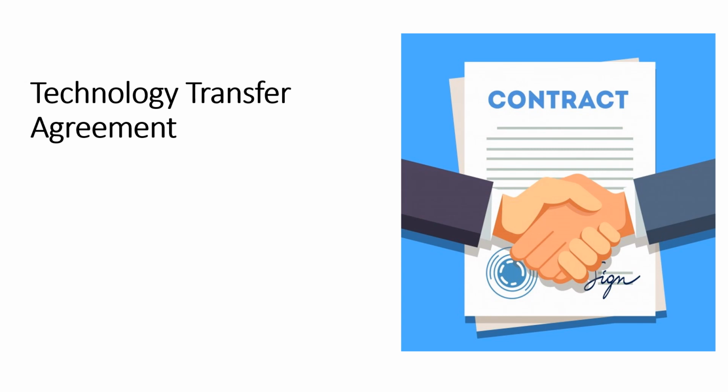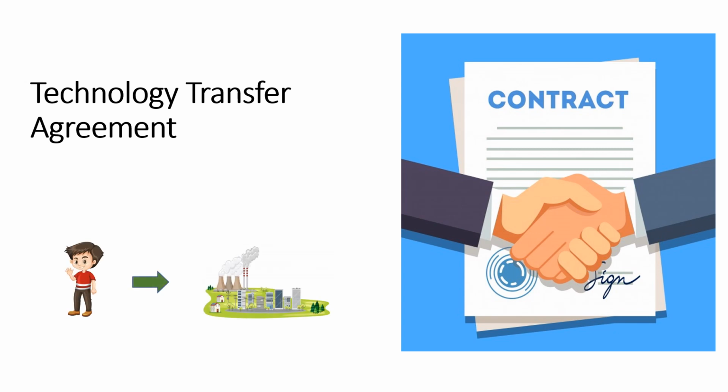A technology transfer agreement is executed between the seller and buyer of the technology. It is usually called a technology transfer agreement. This agreement shall be carefully drafted so that the relationship between the parties works well in the long run. A good agreement is one which is favorable to both the parties.